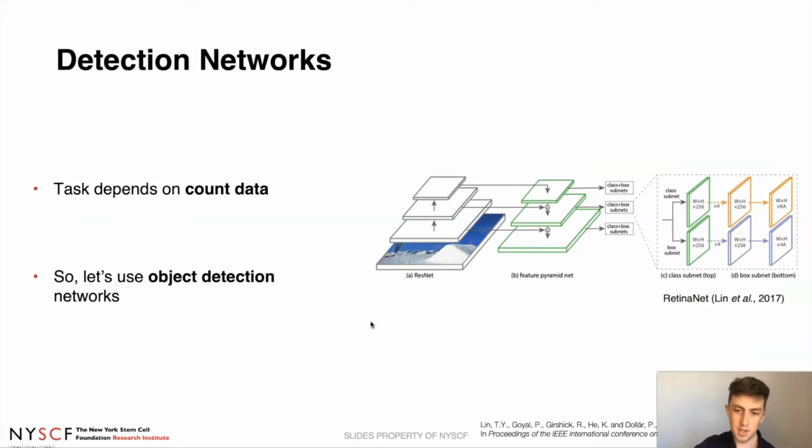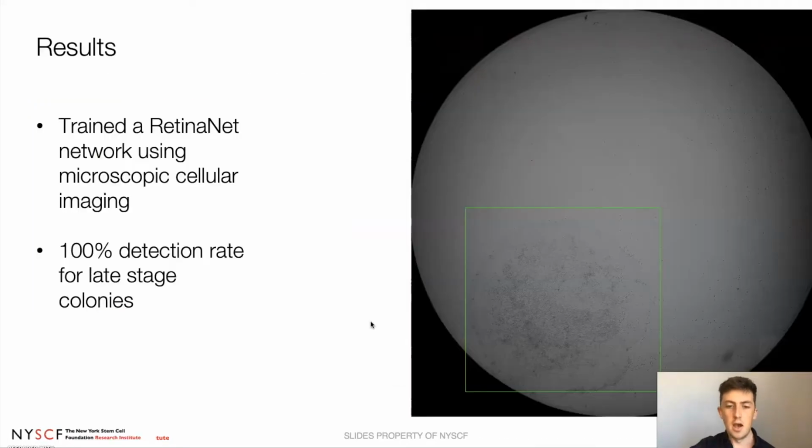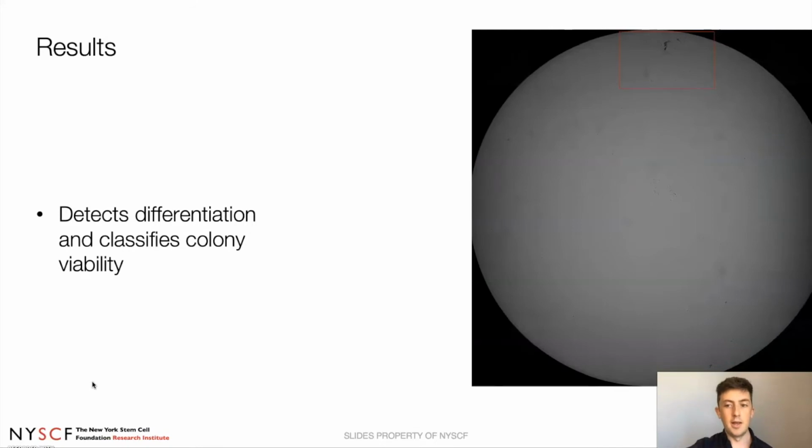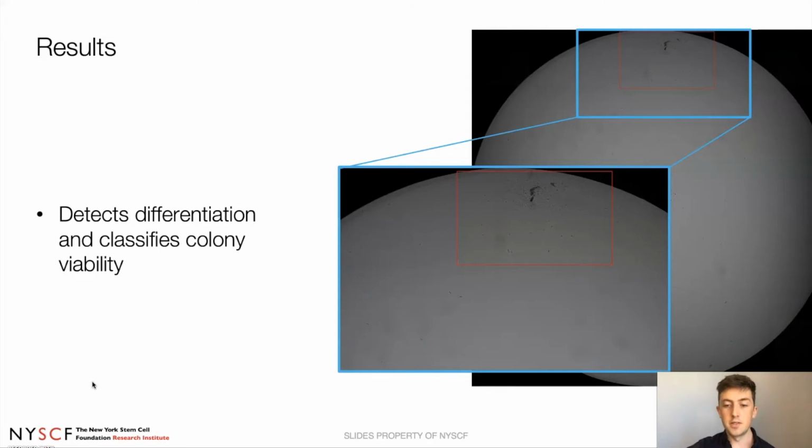So we turn to detection networks, which are obviously useful given the dependence on count data in our case. And the first thing we've done here is to train what we call a global detection model, which detects colonies in a full well image. And we've got to the point now where it has a 100% detection rate for late stage colonies, which we're defining as colonies over 1.5 millimeters. It will pick up small colonies at day 4 or 5 with roughly 90% accuracy. And it will detect as a separate object class this very obviously differentiated colony.